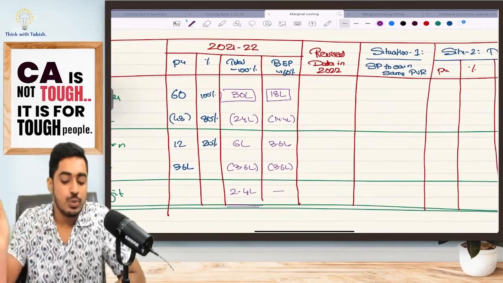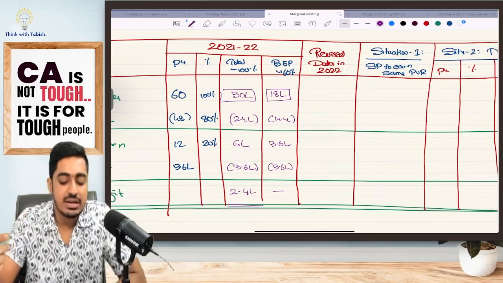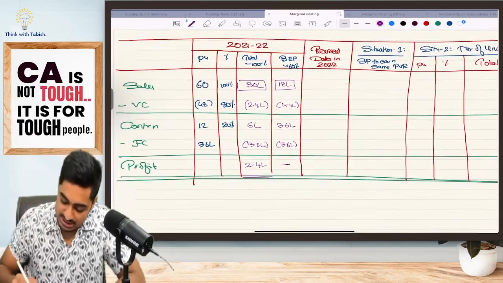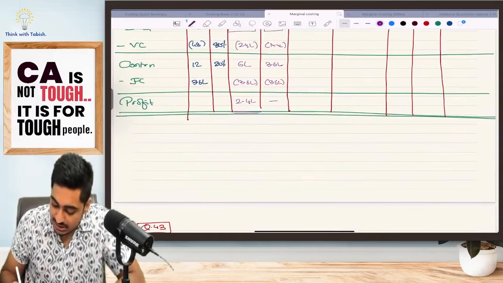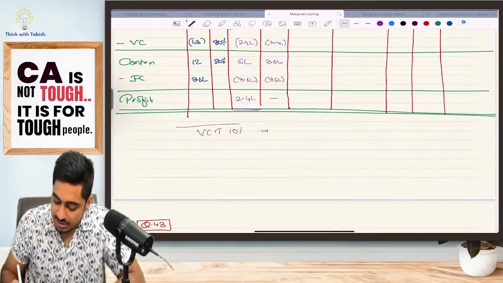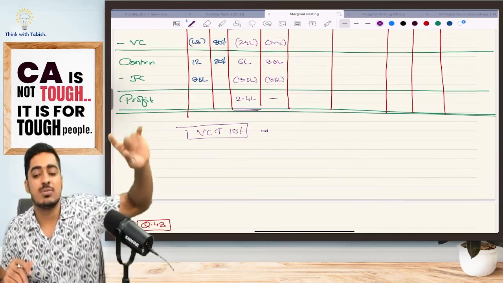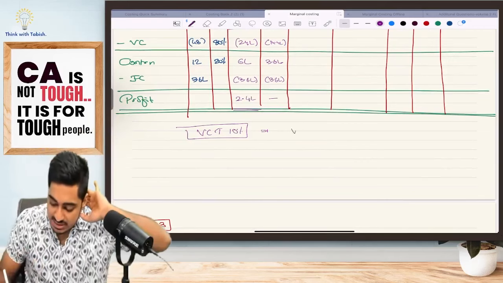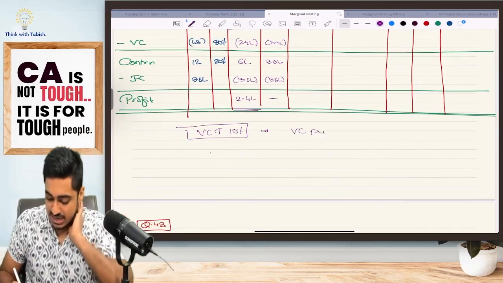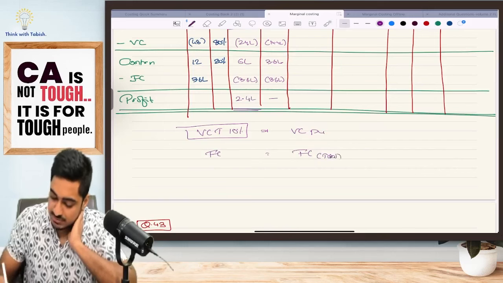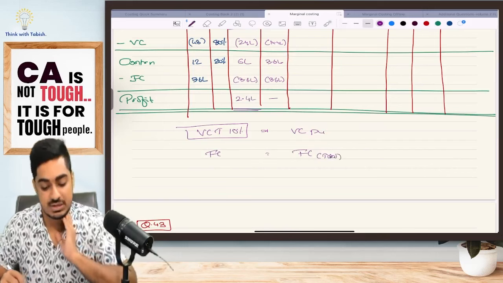For 22-23, it is estimated that my variable cost will go up by 10%. Question is telling me that my variable cost will increase by 10%. We've kept a simple principle. Whenever I discuss variable cost, I will discuss it on per unit basis. And whenever I discuss fixed cost, I will discuss it on total basis. Yes or no, everyone?